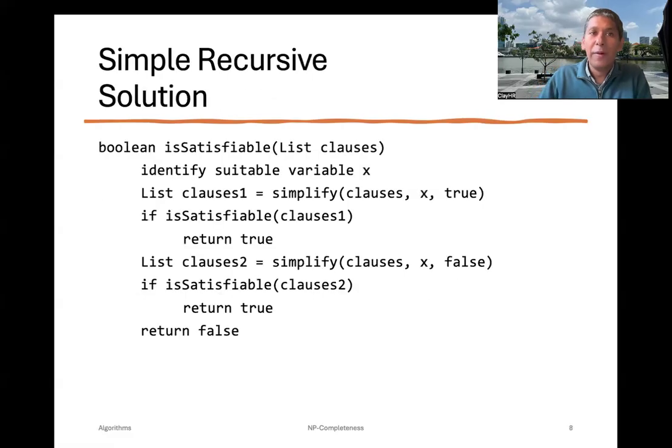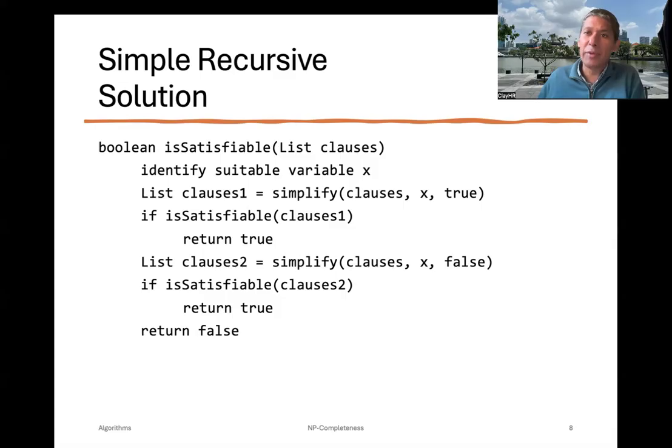And now let's go into actually solving it. We can solve it using a simple recursive algorithm. Here's a simple recursive solution. It's a Boolean isSatisfiable function. We're given a list of clauses. Just identify a suitable variable x. You can identify the suitable variable x in many different ways. To get things started, you can identify any variable x that is still not assigned, and make it true and make it false, one by one. So first of all, you set it to be true.